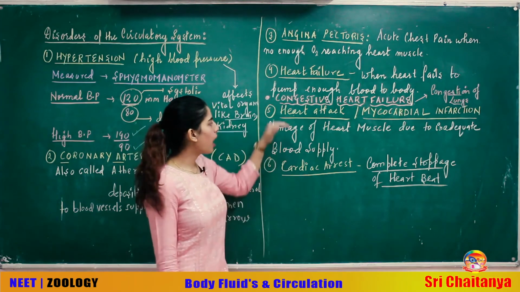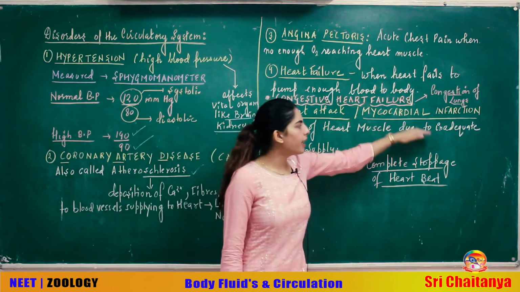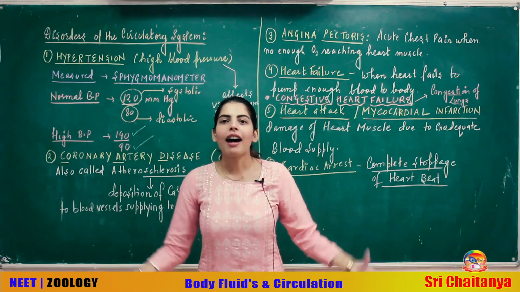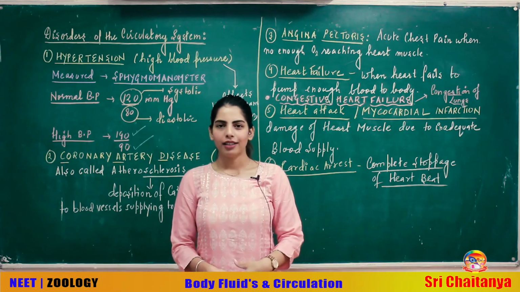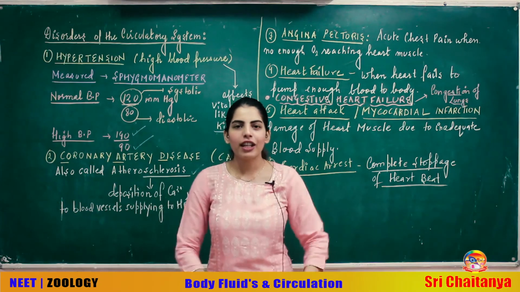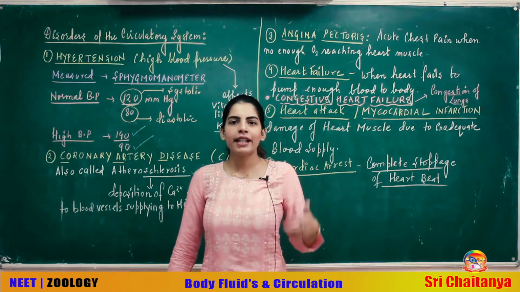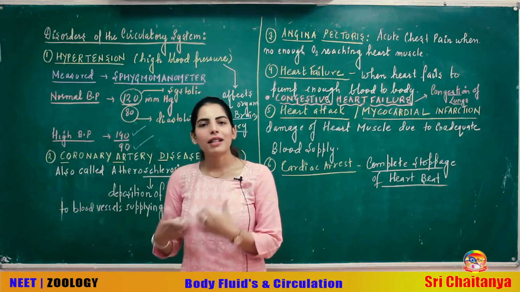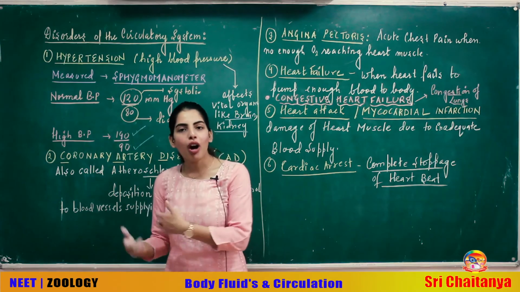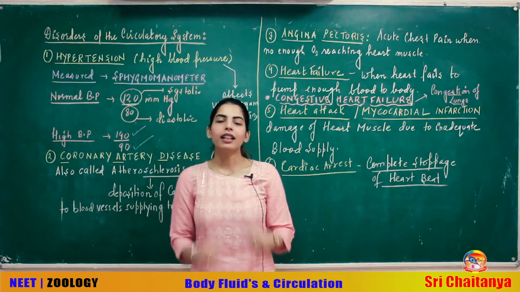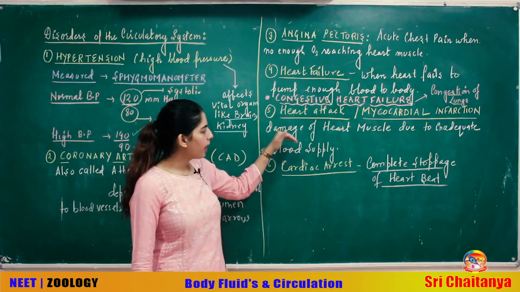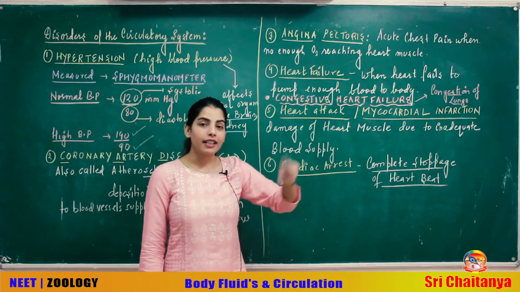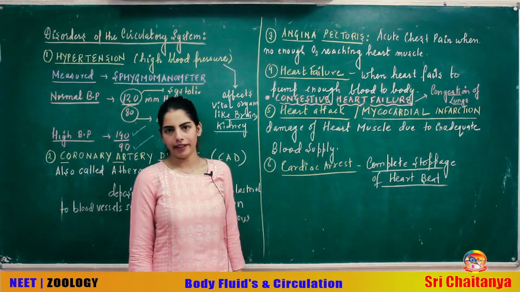Now talking about heart attack, which is myocardial infarction. When the heart is being attacked, that means the heart is not receiving enough blood. What will happen if the heart is not receiving enough blood? Then slowly your heart muscles will die. Heart muscles will die due to not receiving enough blood. That condition is called heart attack. So heart failure means the heart is not pumping blood. Heart attack means the heart is not receiving enough blood.